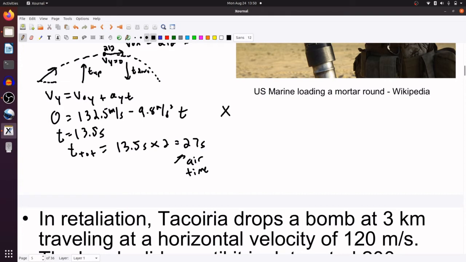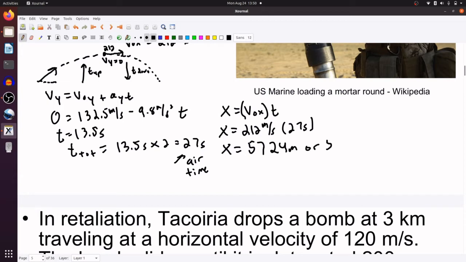To figure out the horizontal distance, I can use my V naught x t equation, x equals V naught x t. So I take my V naught x, my 212, I didn't round it to anything special, and I multiply that by 27 seconds. So 212 times 27 will give me 5724, an extreme number. It'll be a little bit less than that because of air resistance, but there, 5724 meters, or we would probably express that as 5.724 kilometers at that point, given how far it is.